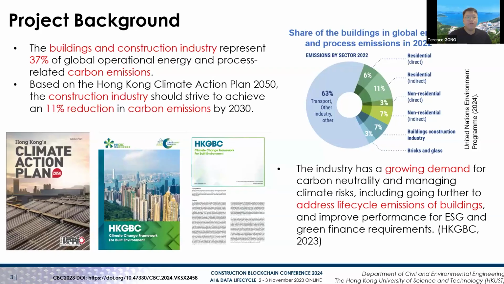For the current situation, the buildings and construction industry represent 37% of global operational energy and process-related carbon emissions. Also, the Hong Kong government has some plans to address that, like making sure that by the 2030s there is an 11% reduction in carbon emissions in the construction industry. And there are a lot of carbon emission management methods required globally, like the World GBC, the HKGBC, and others.